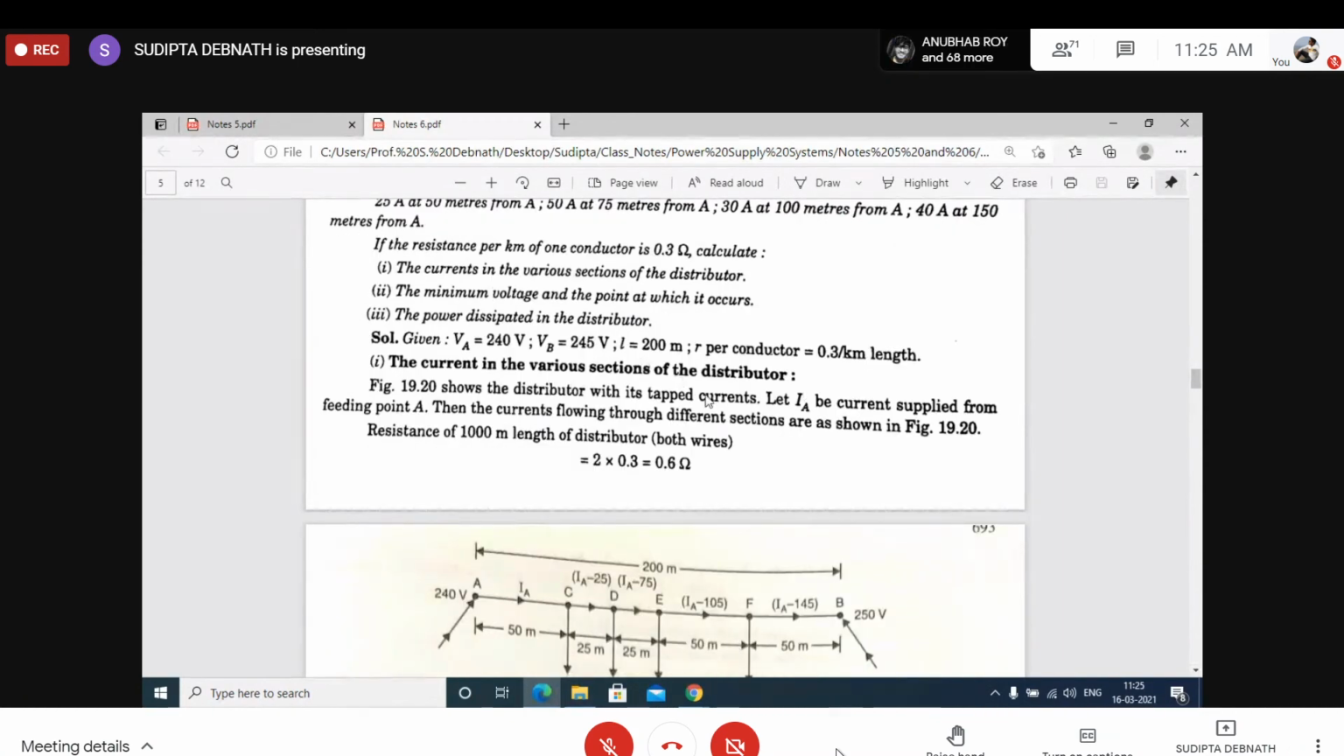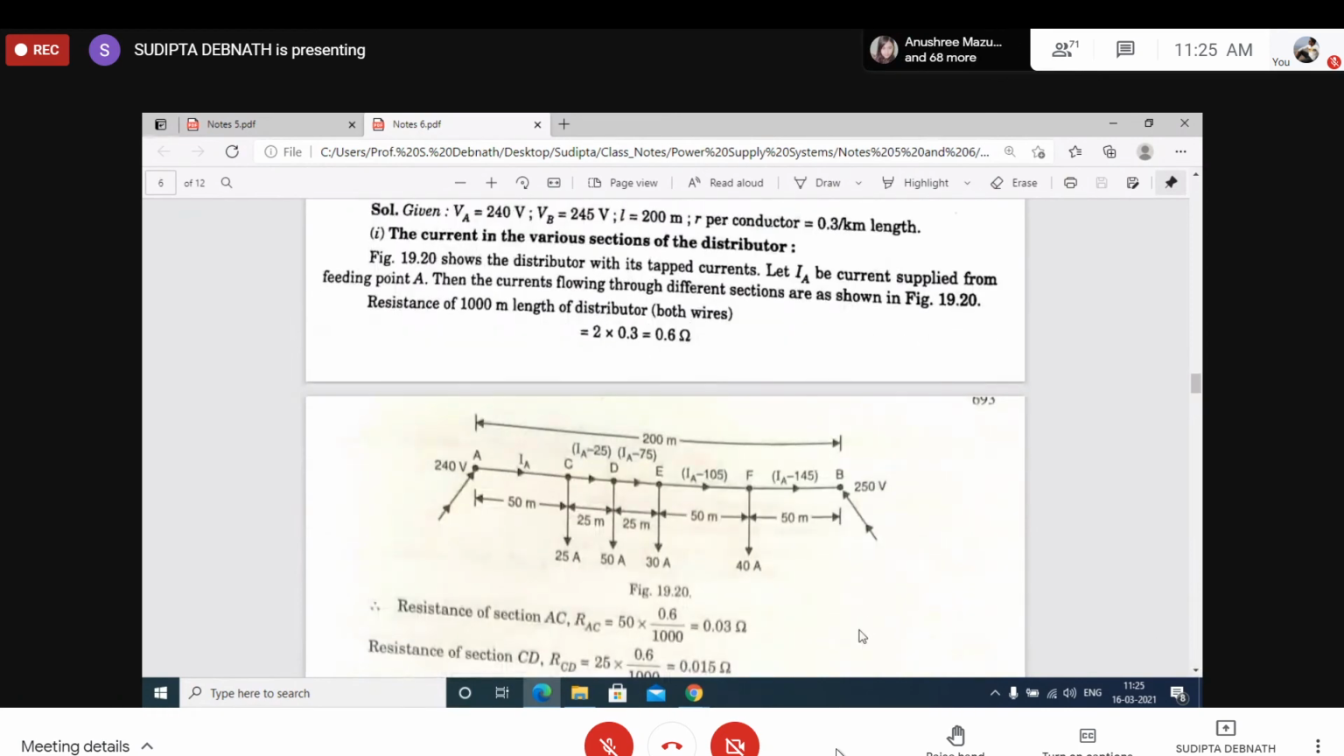Okay, all the other data is given. Resistance is also given. Per kilometer of one conductor is given 0.3 ohm. You have to multiply it by 2 to make it 0.6 ohm. And remember, per kilometer means per 1000 meter. You have to convert in per meter length, because all these distances are given in meter. So what you have to do, the resistance per meter length, you have to write 0.6 by 1000. Okay. So other things I will not discuss.